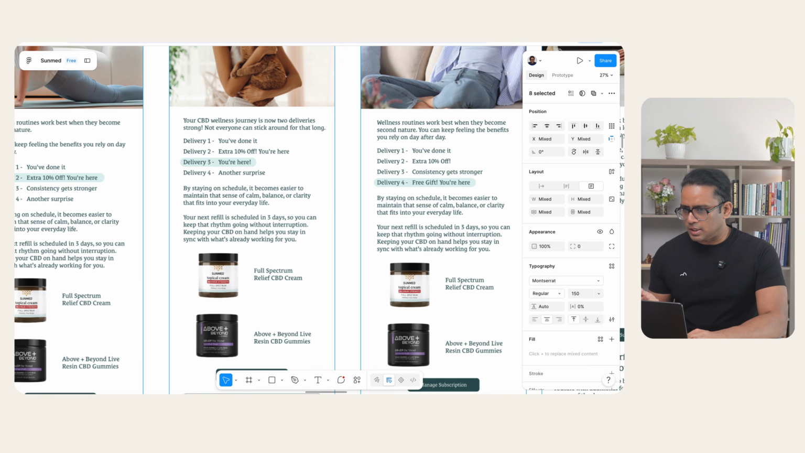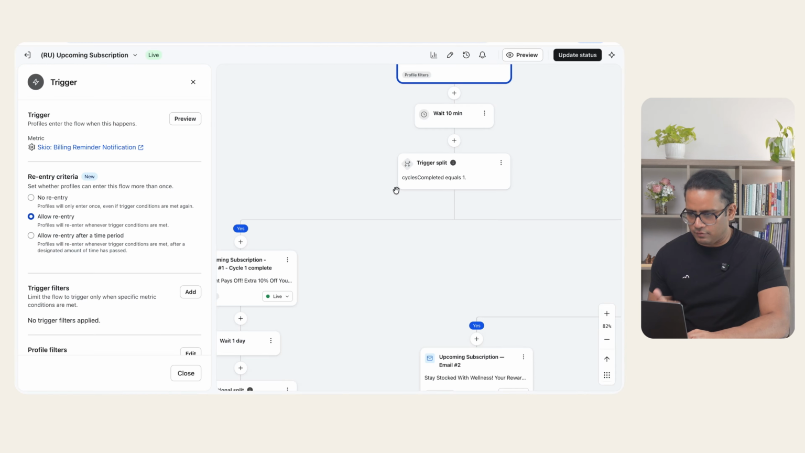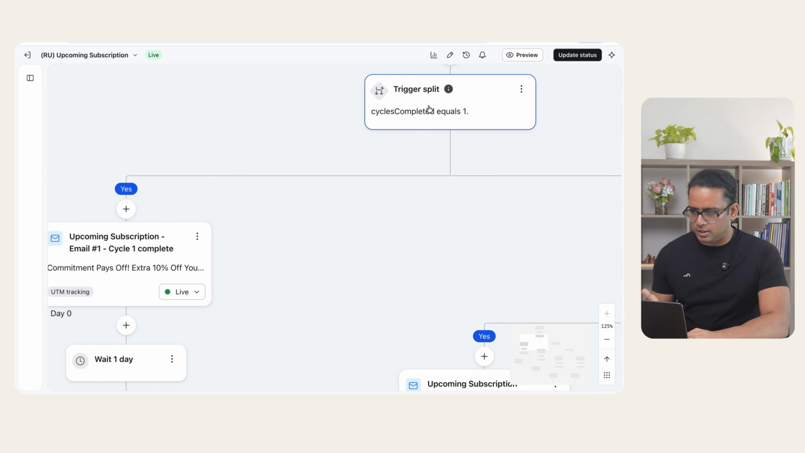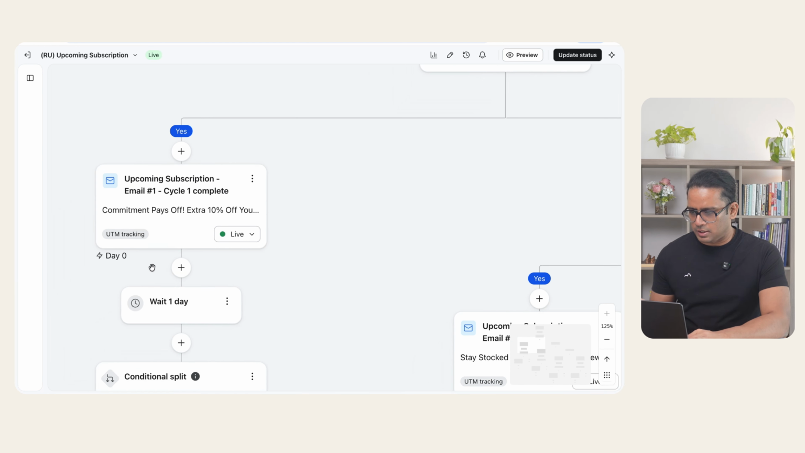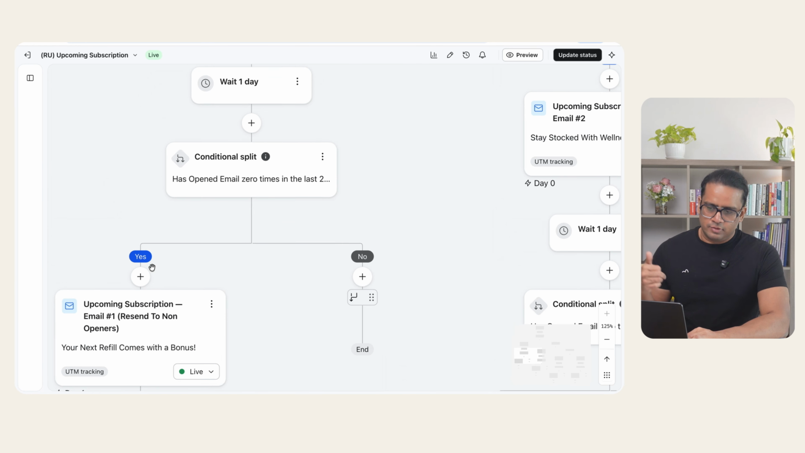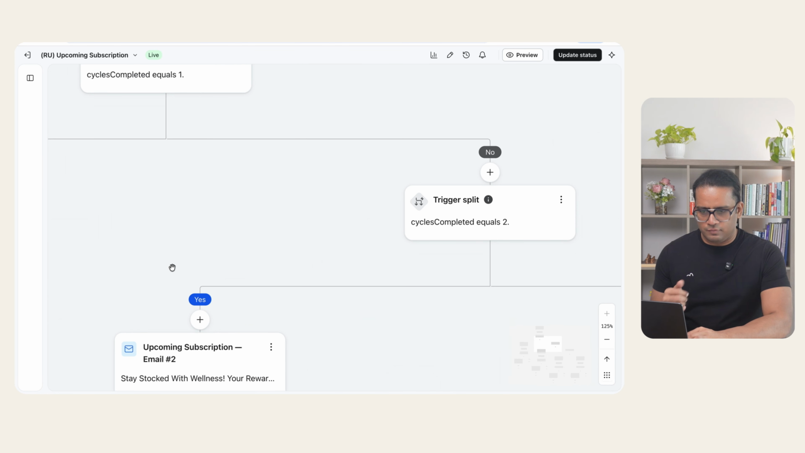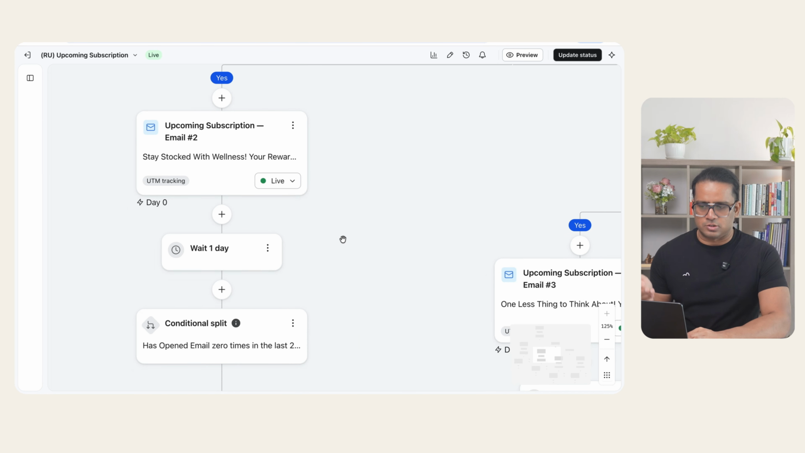And in the email subject lines, we also enforce that. We say that commitment pays off on the cycle trigger 1. Your next refill is 10% extra or something like that. And if they haven't opened, we send a reminder also. Similarly, if there is a cycle 2, then "stay stocked." In this, we are talking about the benefits as well.